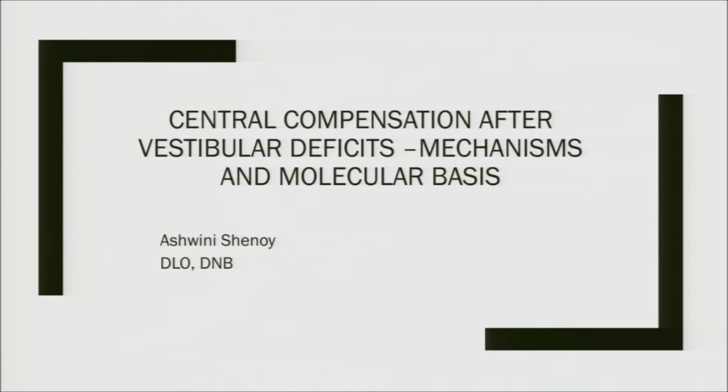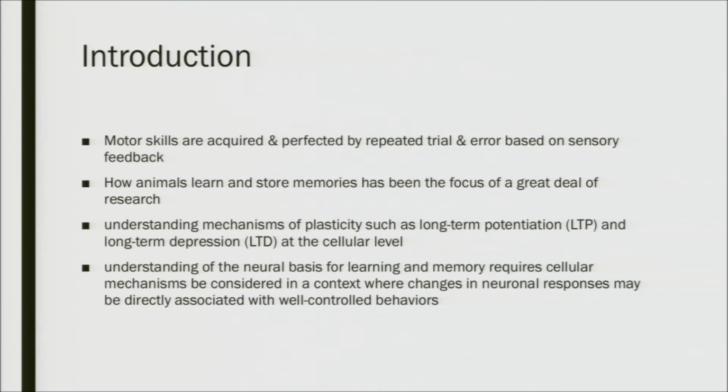I'll be talking about the central compensation after vestibular deficits, the mechanisms and molecular basis. Now this is not going to be about what exact exercise will you give somebody for central compensation to onset, but this is more about what do those exercises actually do at a molecular level. How does this compensation occur? How is it that a labyrinthine deficit somehow compensates later on and the patient is able to lead a normal or near normal life? So to introduce, motor skills are acquired.